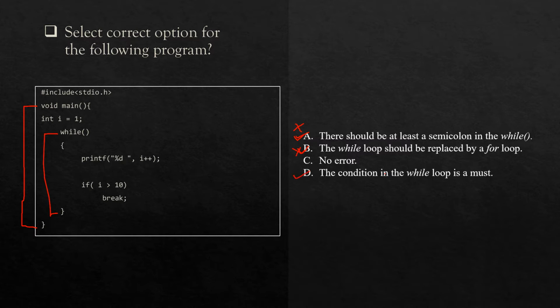The option D is the condition in the while loop is must. So this is the right option. C is also wrong. The fourth option is saying that the condition in the while loop is must. So this is the true statement, that we have to give something in the while loop.